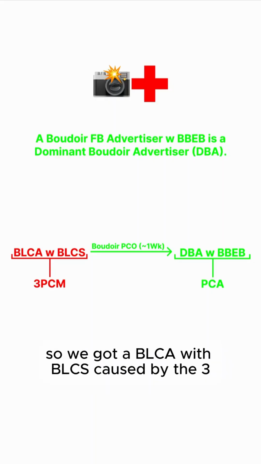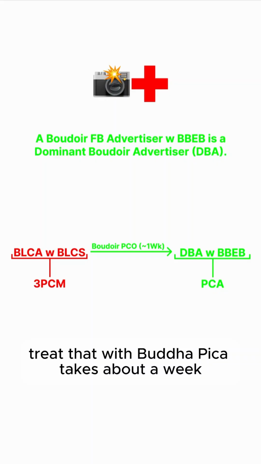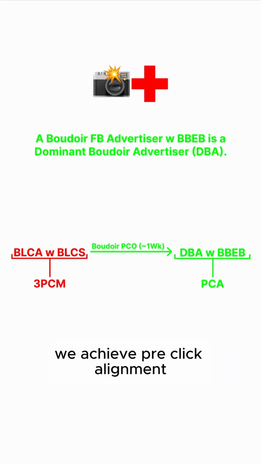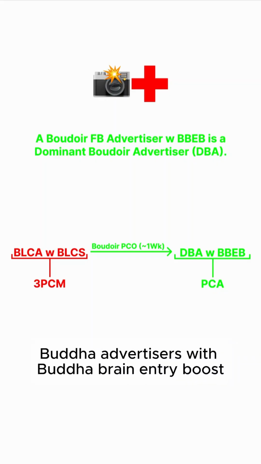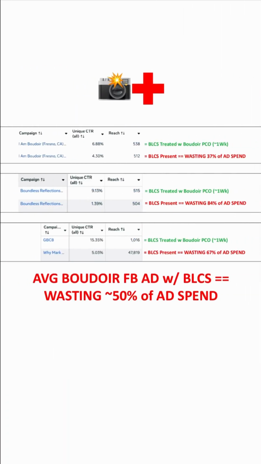So we got a BLCA with BLCS caused by the 3 pre-click mistakes. Treat that with Boudoir Pico. It takes about a week. We achieve pre-click alignment. We become dominant Boudoir advertisers with Boudoir brain entry boost. Simple, Jack.